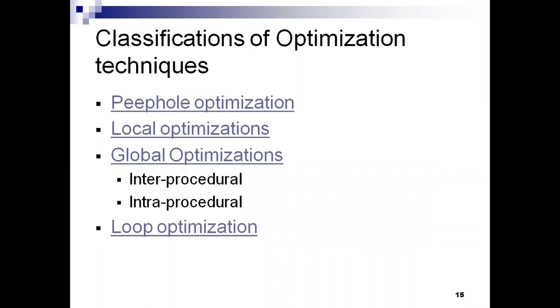And how are we going to classify these optimization techniques? The classification of the optimization techniques is peephole optimization, local optimization, global optimization. Again, global can be divided into inter-procedural and intra-procedural, and finally loop optimization. This concept I will explain in the next class. Before that, first you need to know the scope of optimization, then the principal sources of optimization, and then the classification of optimization techniques.